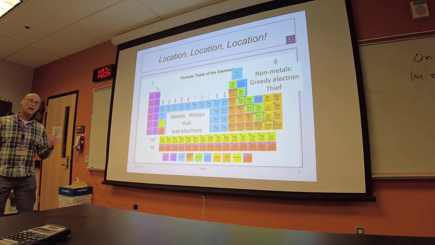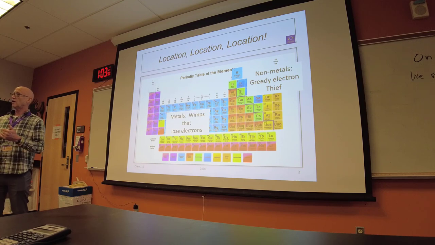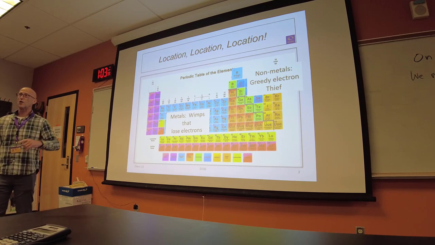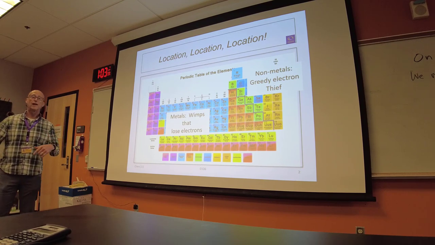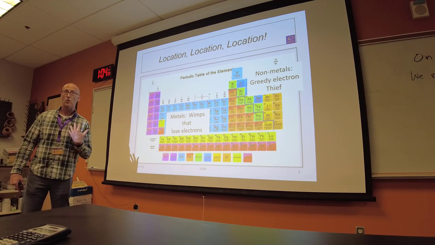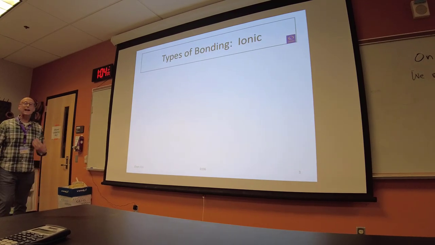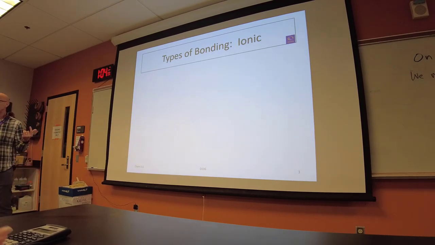If I tell you a metal bound to a metal, you'd go, oh, it's this type of bonding. If I say it's a metal bound to a non-metal, you go, oh, it's this type of bonding. If it's two non-metals, you go, it's this type of bonding. That's what we're after right now. You with me? Okay. So the one we actually talked about was ionic.